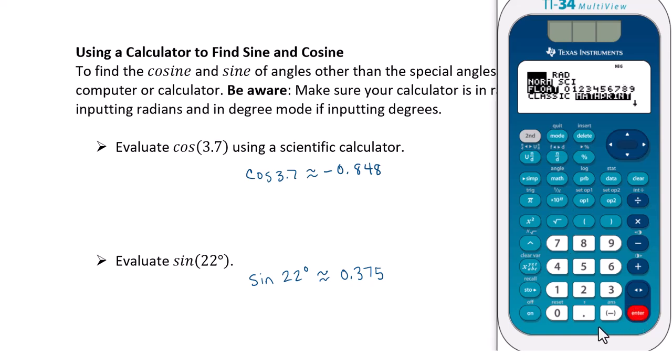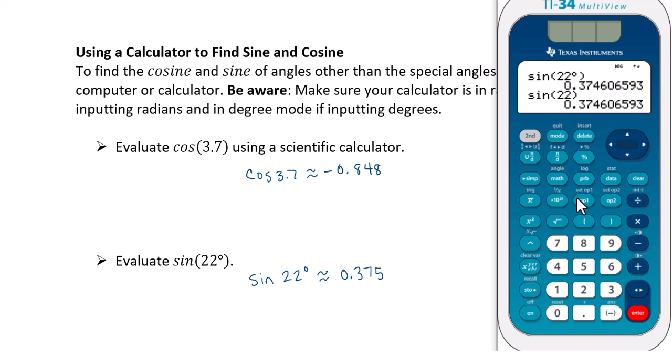Let's go ahead and do this again, but by changing our mode. Let's change the mode to degree mode and try this again. Trig menu. I'm going to take the sine of 22. This time I don't need to put the degree symbol because I am in degree mode, so the calculator understands that I'm putting in a degree measure. And then when I hit enter, I get the same as if I did the sine of 22 with the degree symbol and had it in radian mode.